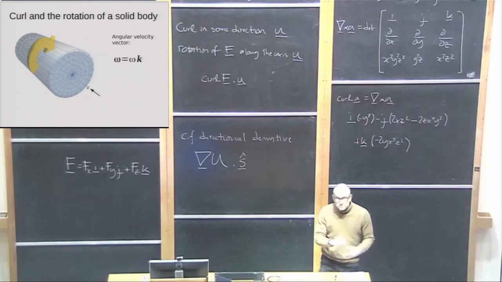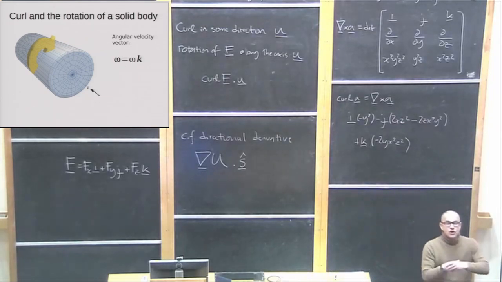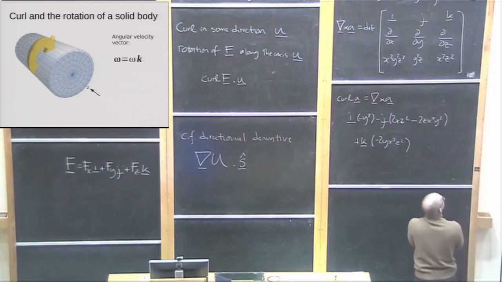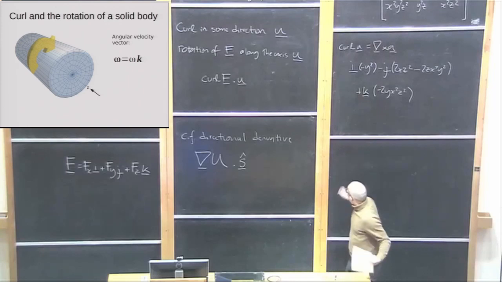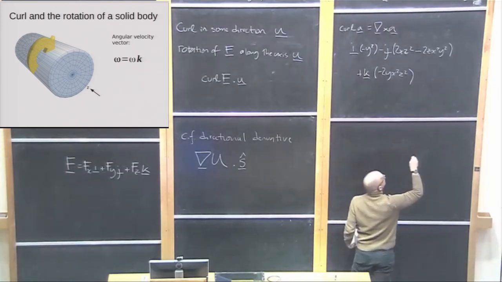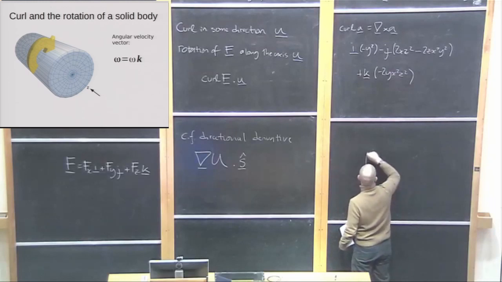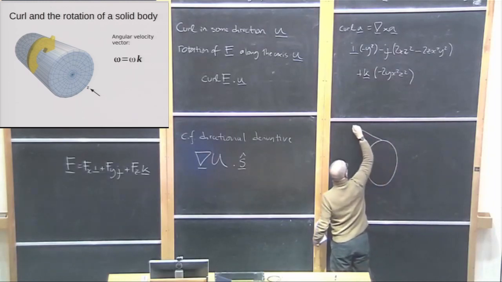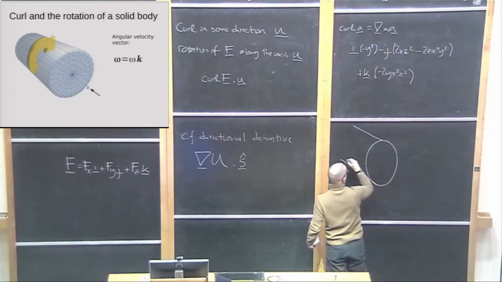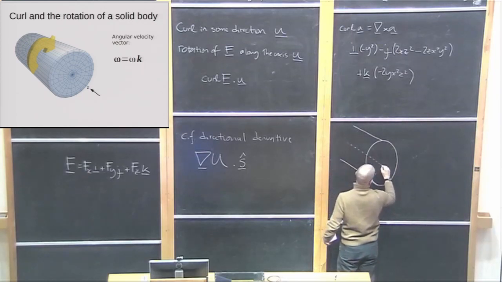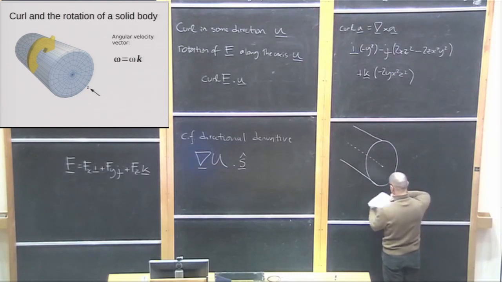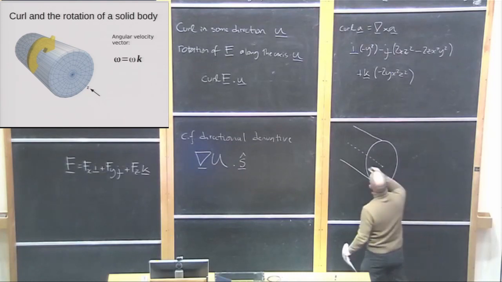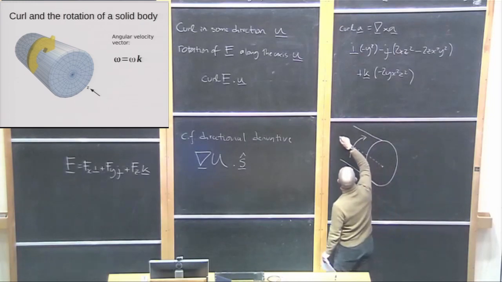Okay, so let's understand now what the magnitude of the curl means in terms of something that's easy to understand, like the rotation of a solid body. So I have some solid body, so something like this. So I have some cylinder. And this cylinder is rotating with an angular velocity omega.